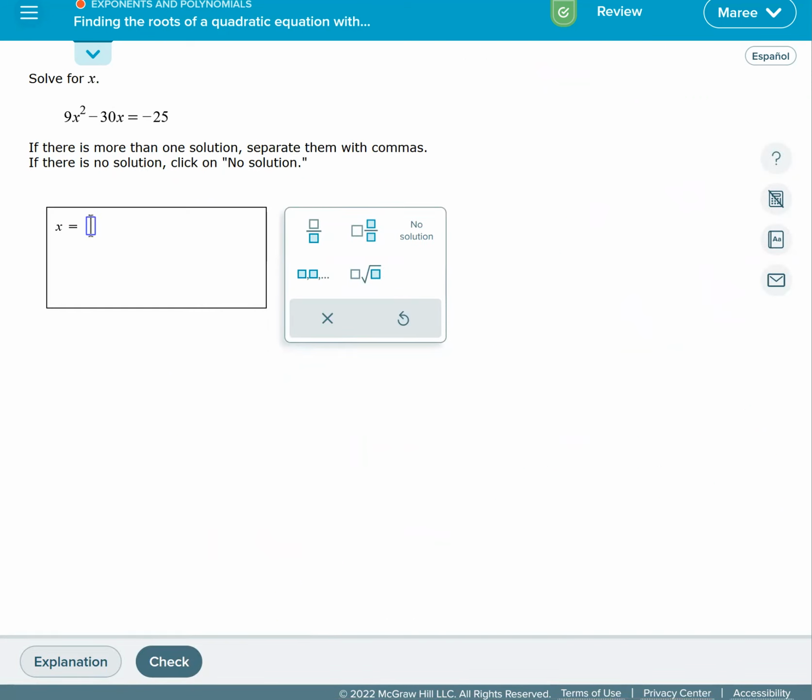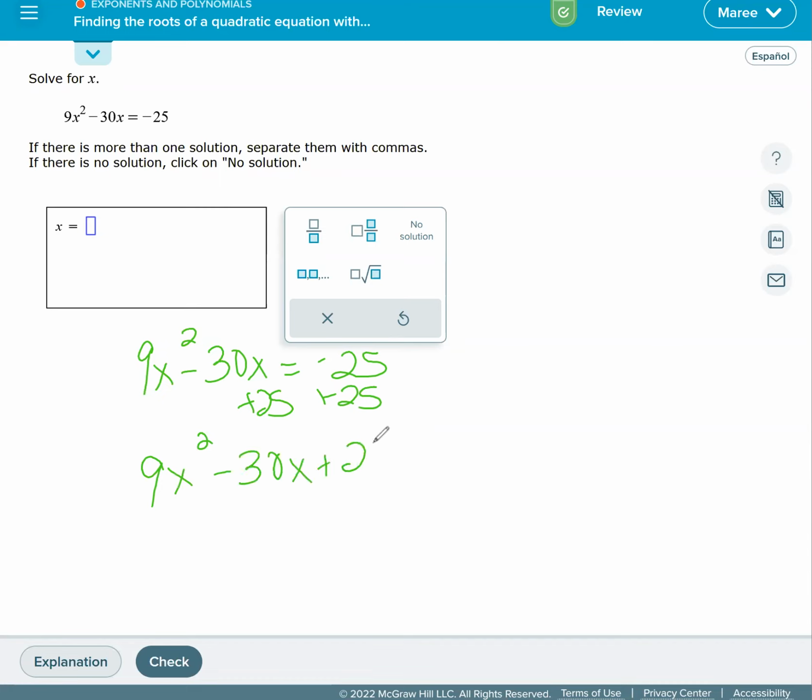So if you remember, we want to set this equal to 0. So we have 9x squared minus 30x equals negative 25. So we're going to add 25 so that we can get a 0 on the right side. So 9x squared minus 30x plus 25 has to equal 0. So I'm going to times 9 by 25 and then rewrite x squared minus 30x. Okay, so let's think about this. 9 times 25. Think of quarters. If I have 9 quarters, that's $2.25. So this is plus 225.